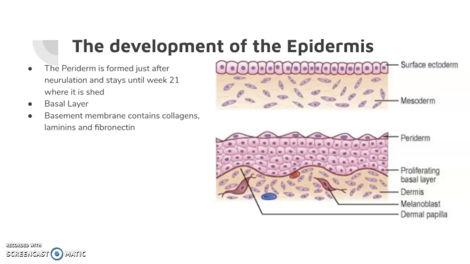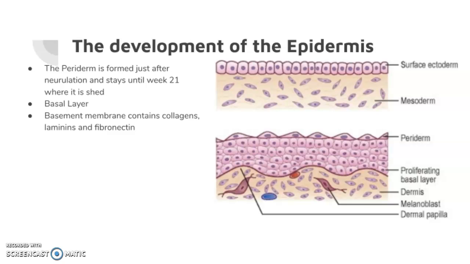Most of it, almost all of it actually, is formed from the ectoderm. So, the first thing that happens is just after neurulation, the ectoderm starts to proliferate and cause a layer called the periderm to be formed. And this is kind of like a shell that surfaces the entire body of the embryo and will come off normally around week 21, but sometimes it stays on and doctors have to peel it off when the baby is born. Not a big deal, just kind of take it away.